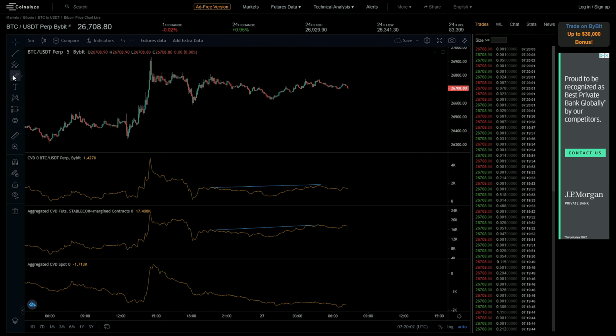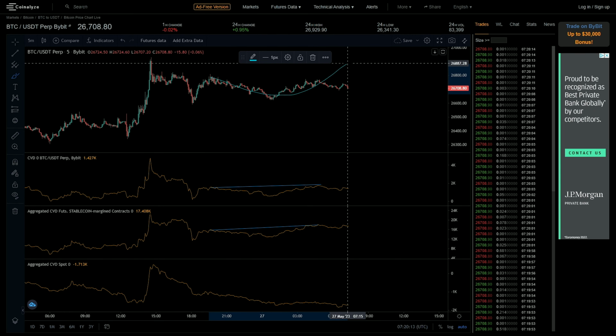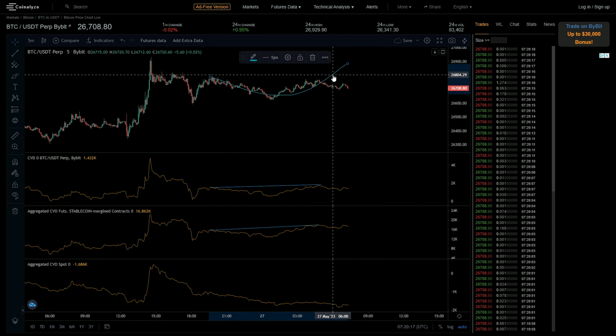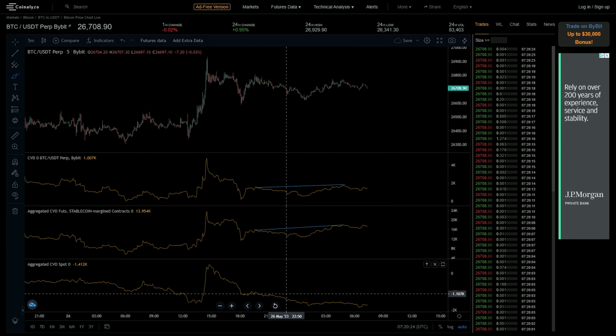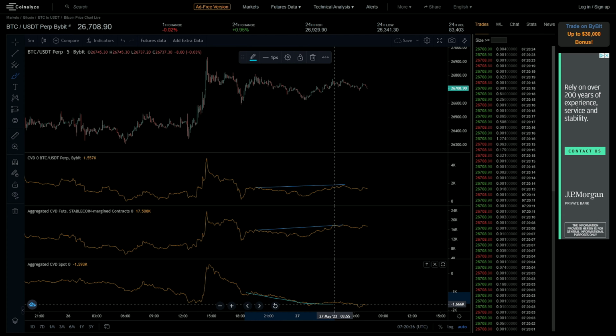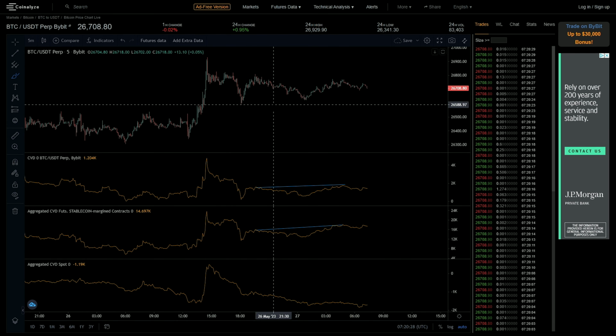Why? Because the CVD is forming higher highs, which means that people are opening long positions. But despite the fact that people are opening long positions, the price is failing to continue higher, which means that might be a signal that bigger players are absorbing the buy and long pressure. On the other hand, the CVD spot indicator is going lower and lower and lower. What does that mean? It means that spot is being sold.